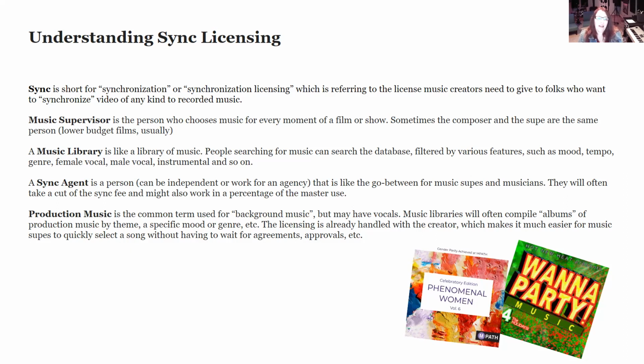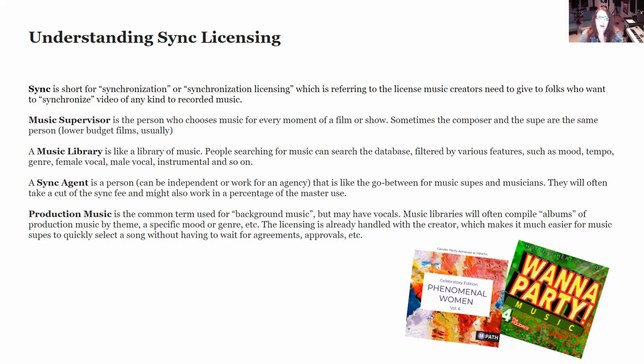The sync agent will often take a cut of the sync fee, and might also work in a percentage cut of the master mechanical royalty that might accumulate with the use.